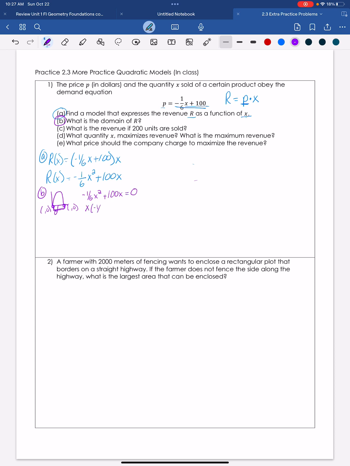Easiest way to do this is you can just factor an x out, and that solves a lot of problems. And so you have either x is equal to 0 or negative 1/6 x plus 100 is equal to 0. The x is equal to 0 would be that point right there. So I know that my domain is going to be from 0 to something. I subtract 100, negative 1/6 x is equal to negative 100. Multiply each side by negative 6, there we go. And so this ends up being x is equal to 600. So my domain is from 0 to 600.